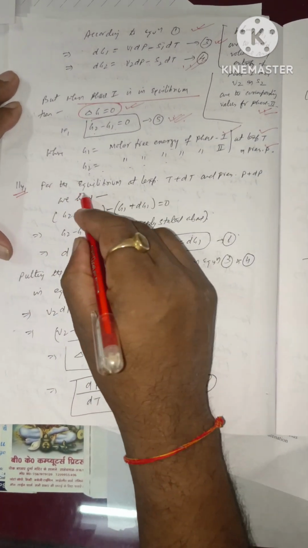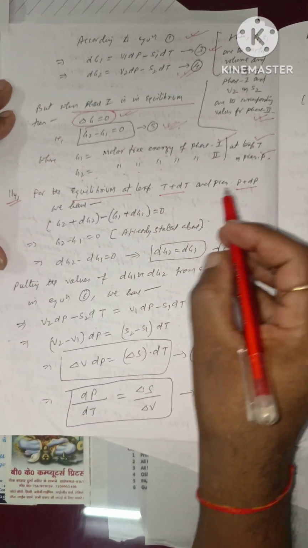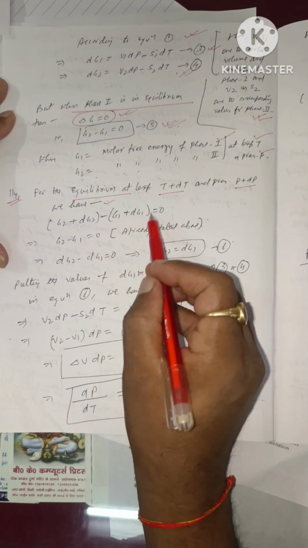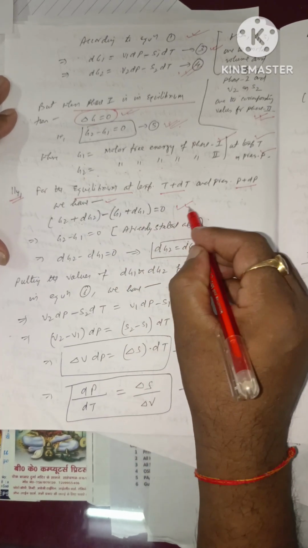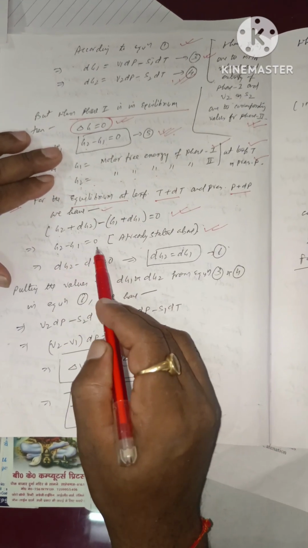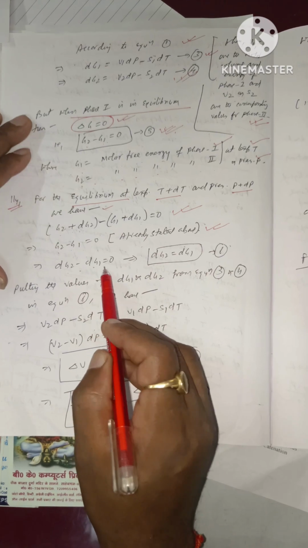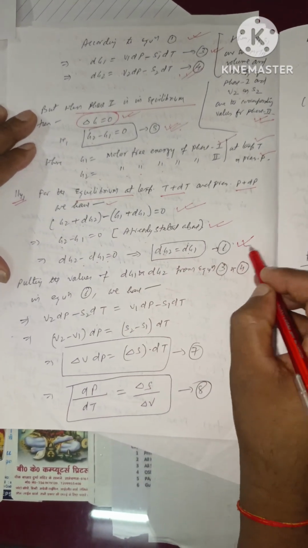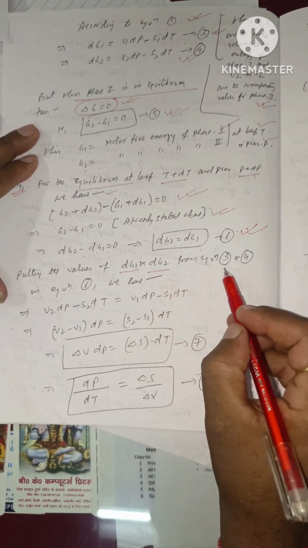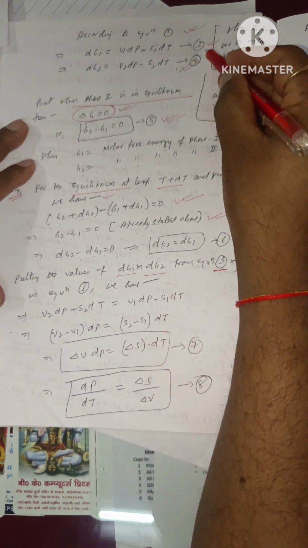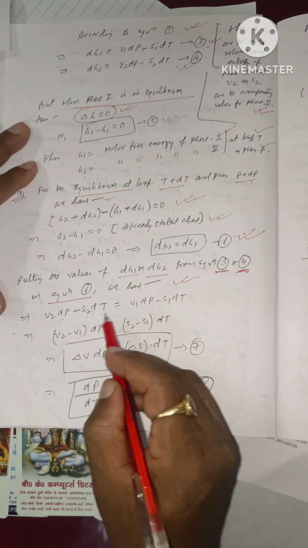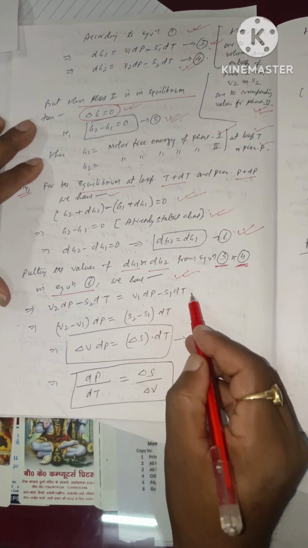Similarly, for the equilibrium at temperature T plus dT and pressure P plus dP, we have (G2 plus dG2) minus (G1 plus dG1) is equal to 0. Already, as stated above from equation 5, G2 minus G1 is equal to 0. Therefore, dG2 minus dG1 is equal to 0, that is, dG2 is equal to dG1. Say it equation number 6. Putting the values of dG1 and dG2 from equations 3 and 4 in equation 6, we have V2 dP minus S2 dT equal to V1 dP minus S1 dT.